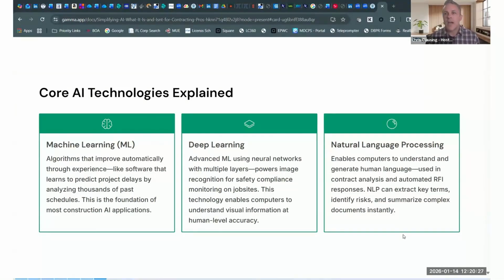And then you have this concept called natural language processing. That's really what you're utilizing a lot through something like ChatGPT. In that case, the computers can understand and generate human language and vocabulary.